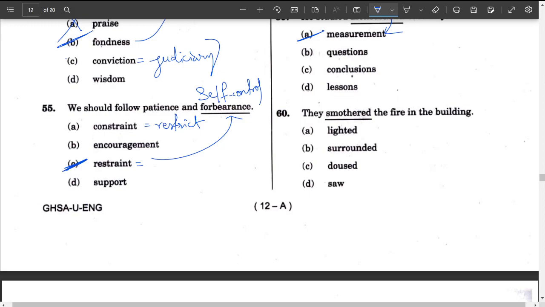They smoothed, in the sense, kind of stopping something. You can go with the fire here, that is extinguishing. Extinguishing the fire is nothing but smothering fire. Lightened, no, not stopping. Surrounded, no. Doused is extinguished. Okay, C can be used.